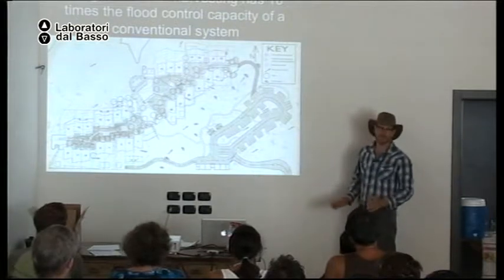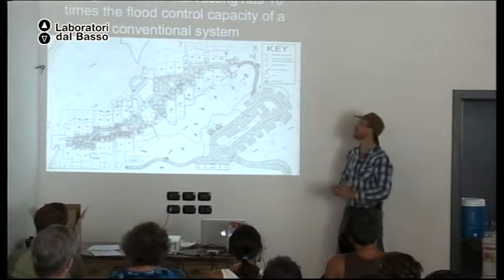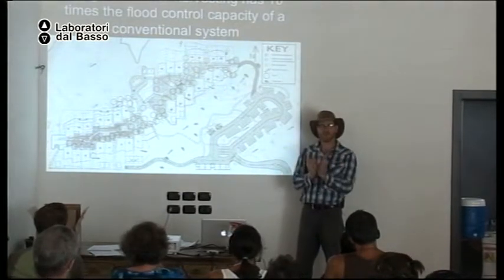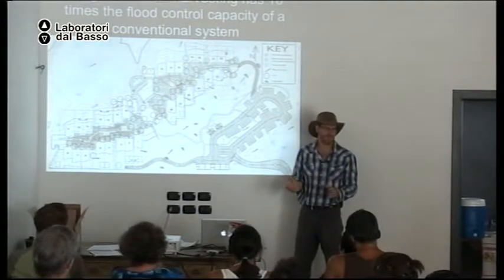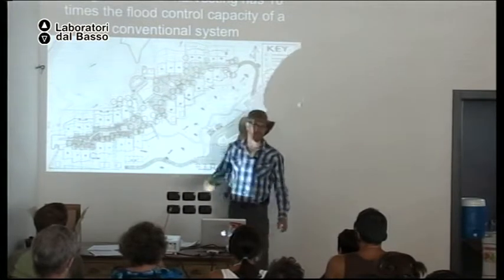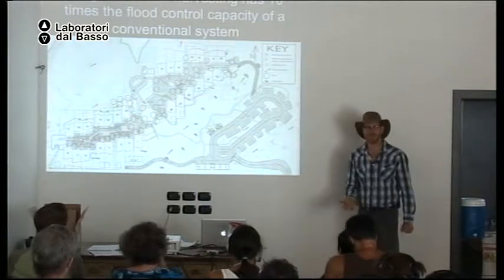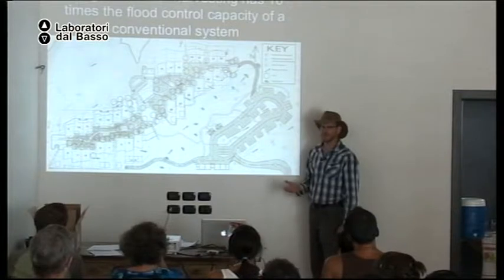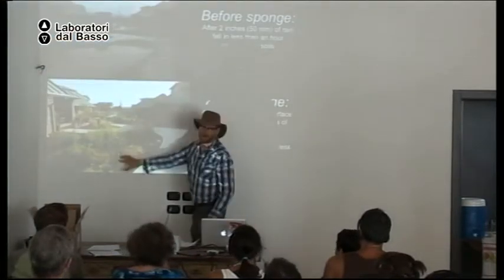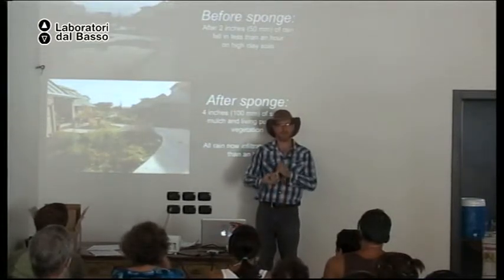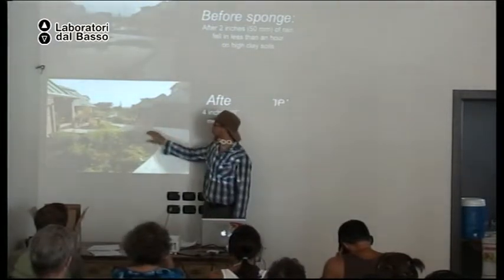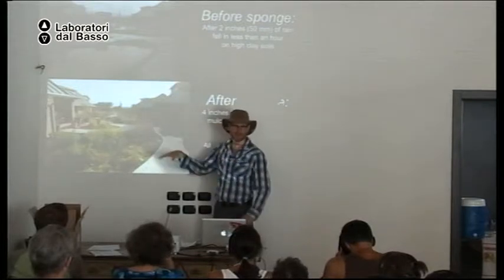So we had a civil engineer add up the cumulative storage capacity of all these basins together, and it exceeded the water holding capacity of a conventional stormwater system by 10 times. So this is not only a superior flood control strategy, it is also the foundation of a water sustainable landscape. Because all this vegetation is irrigated only with rainwater and household wastewater, no drinking water. And now the vegetation is so big, you can't see the other houses. It's all really big.